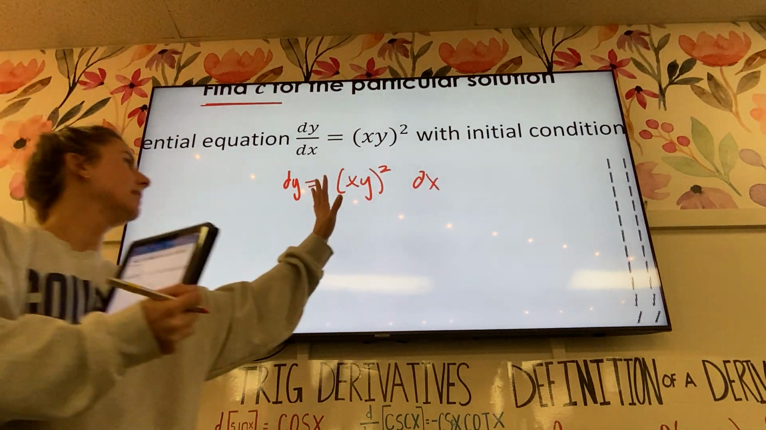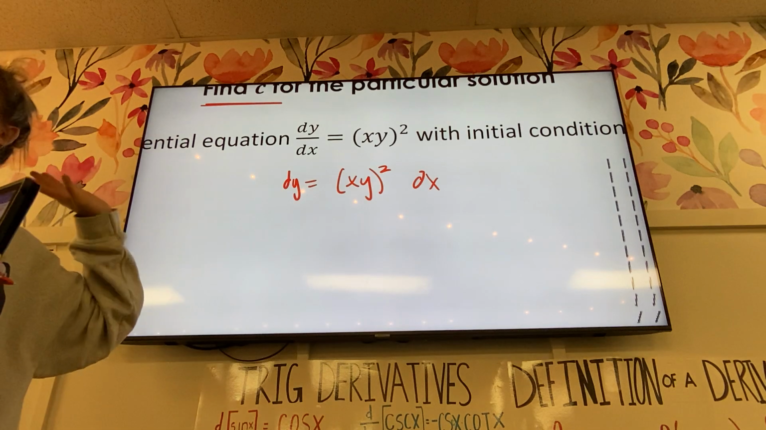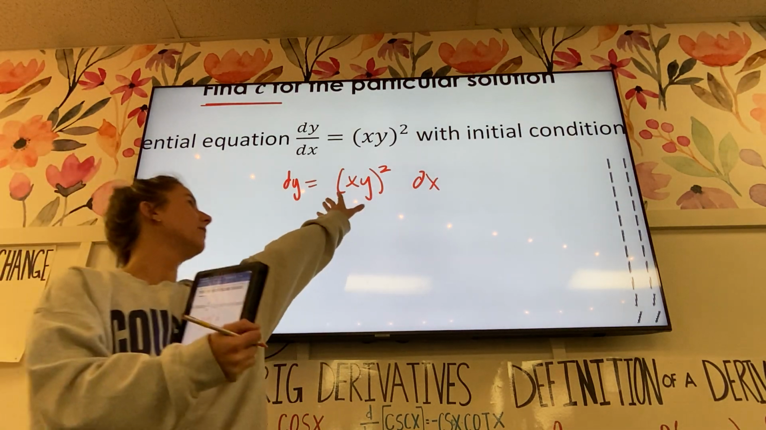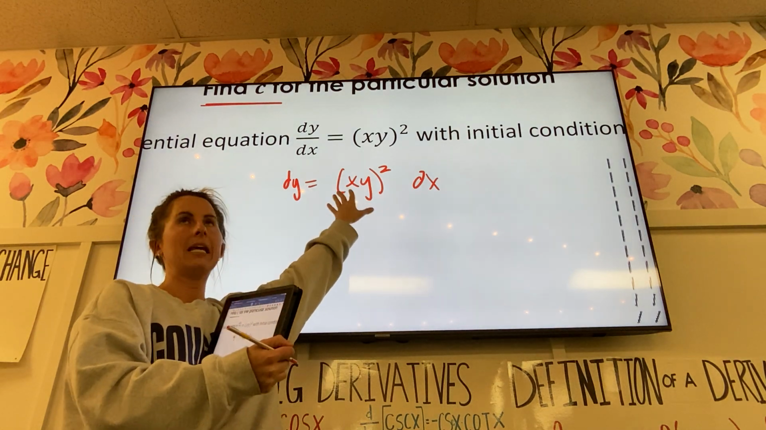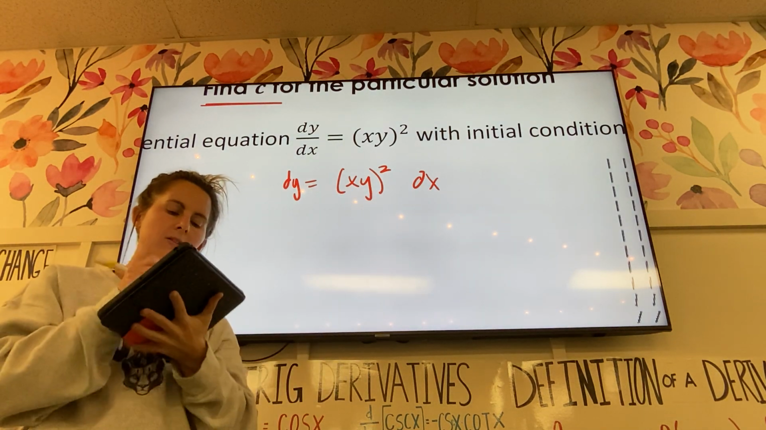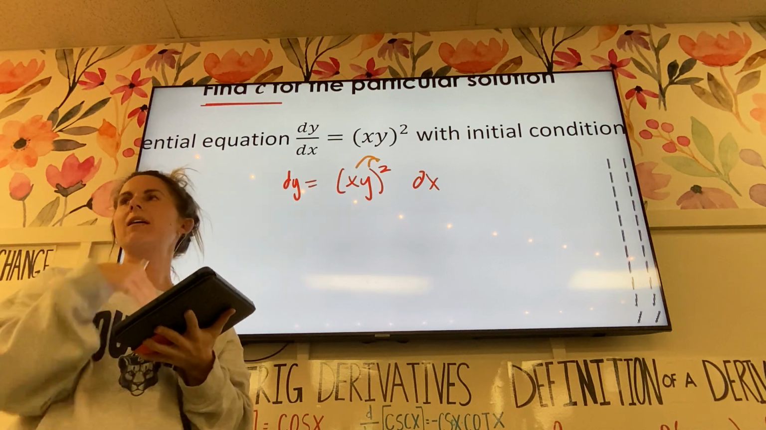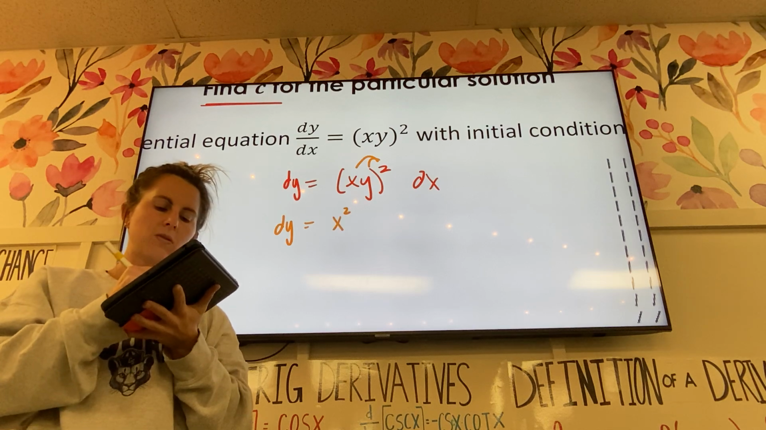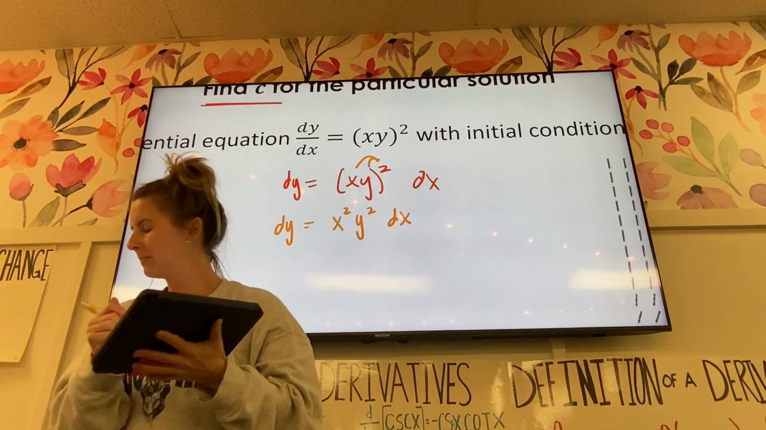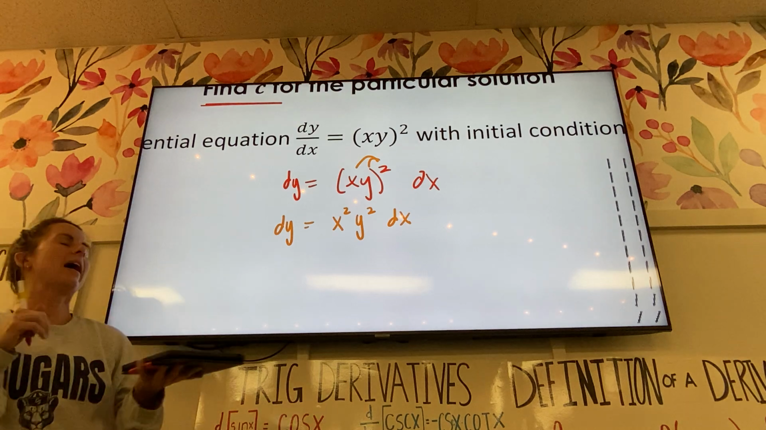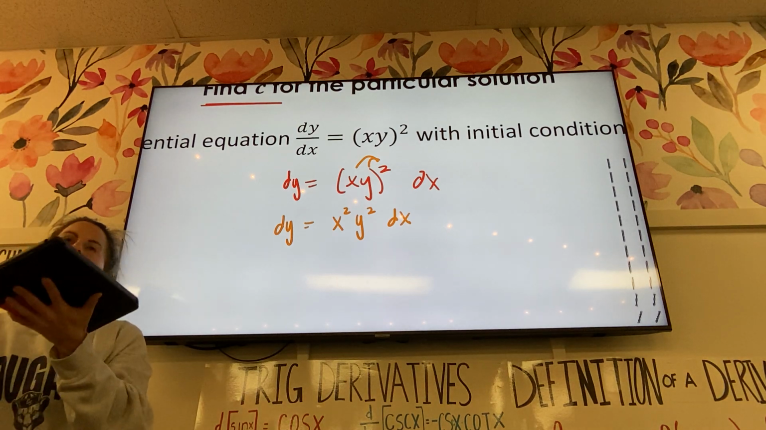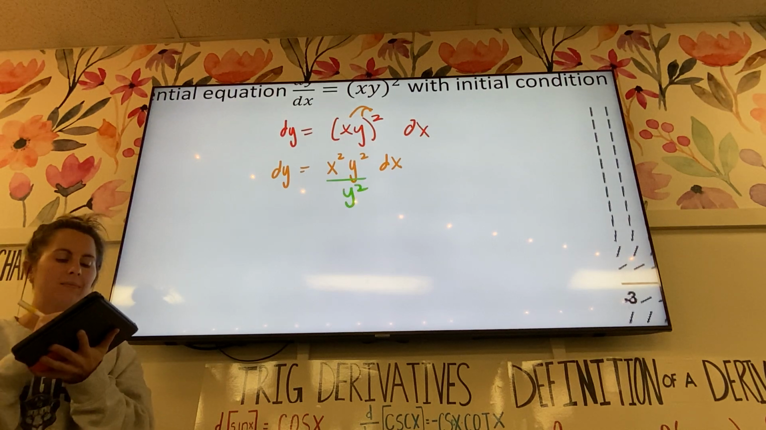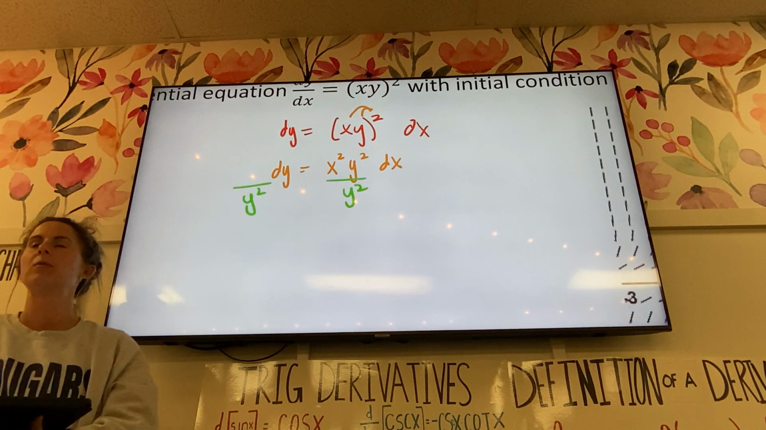And that right side is always your x side. The left side is always your y side. Now I'm not really loving this being together because I can't separate it that way. So I'm going to distribute out that square to both my variables. So it's x squared, y squared. And that way I can actually separate the y and move it to the other side by dividing. So once again, all you can do is multiply and divide. You cannot add or subtract when you're separating variables.